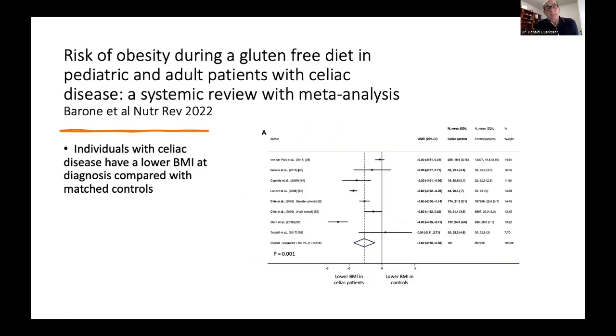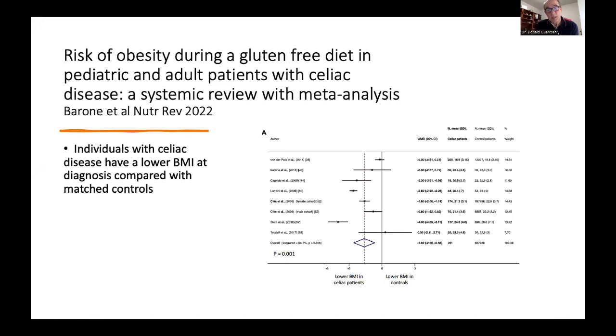And there was a recent systematic review. There have been quite a few studies that looked at cohorts of patients, and a systematic review takes all these studies, puts them together, and tries to draw some conclusions about what happens. The first thing this review looked at is, okay, what about the body mass index at diagnosis of celiac individuals compared to those people that would be matched? So people that are the same age, same sex, similar medical conditions other than celiac disease.